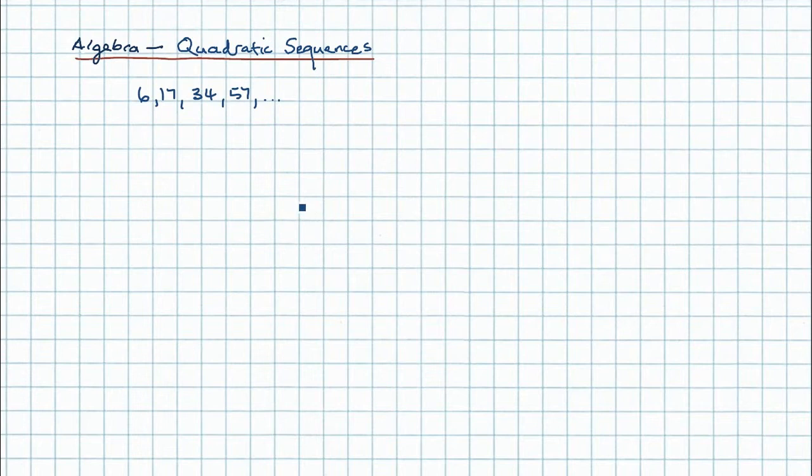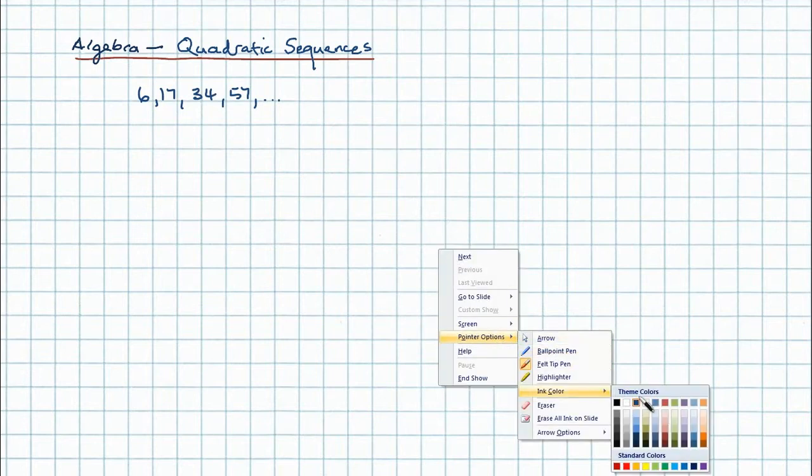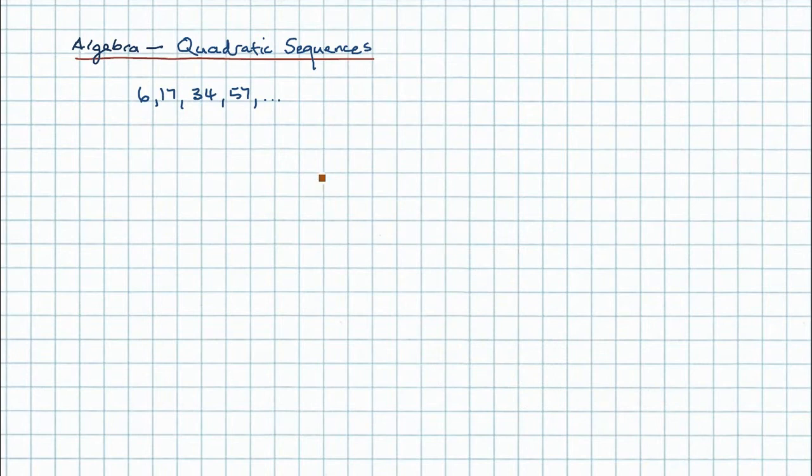So the question is, what is the function that generated this sequence, which we very often call the term-to-term rule? So what is the function of n that gets us from 6 to 17 to 34 to 57? Well, the first thing you want to do is have a look at whether this is indeed a quadratic sequence, and that's done by looking at the differences between the numbers.